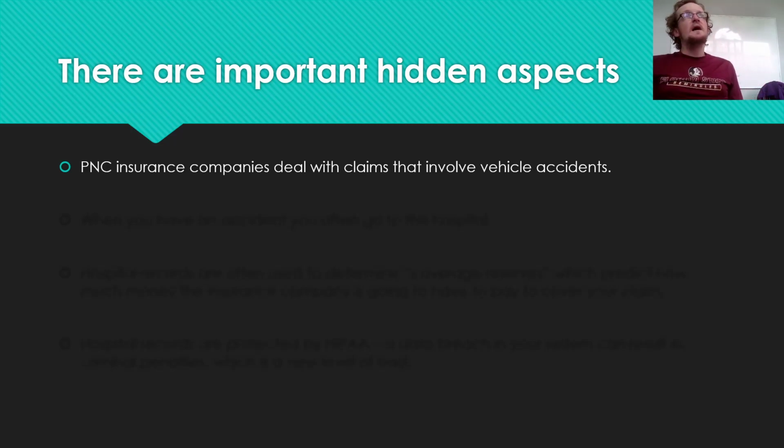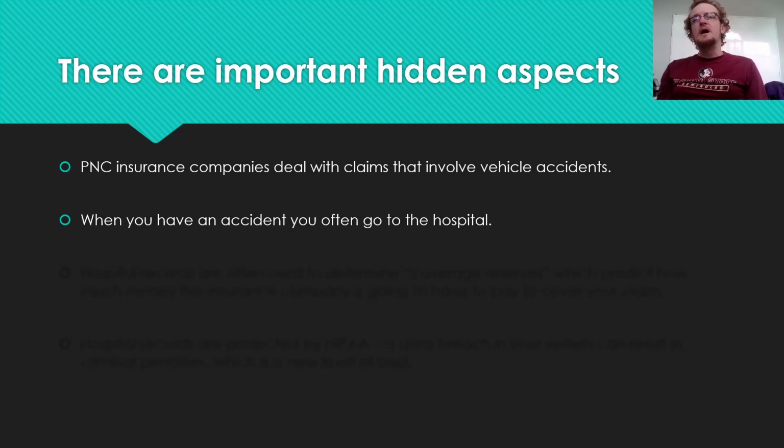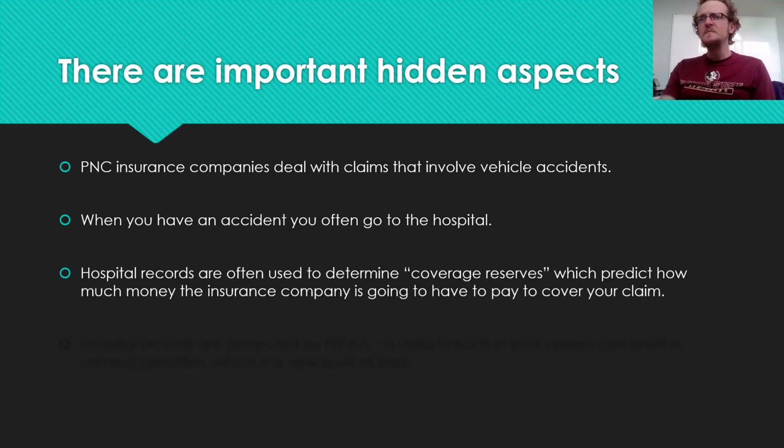So obviously you might not have a whole lot of exposure to what PNC insurance even is. Property and casualty insurance is automobile insurance. There are several other types like workers' comp and all that, but here what we're talking about is automobile insurance that covers things like vehicle accidents. And when you have a vehicle accident, it's very often that somebody ends up going to the hospital or getting some sort of medical care. And usually hospital records are used to determine how much money the insurance company is going to end up having to pay out to cover your claim.